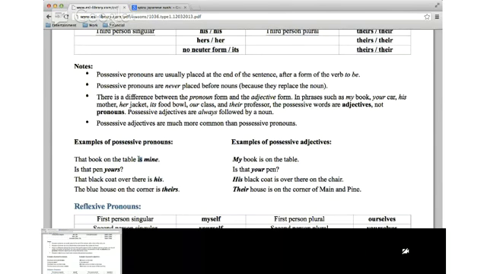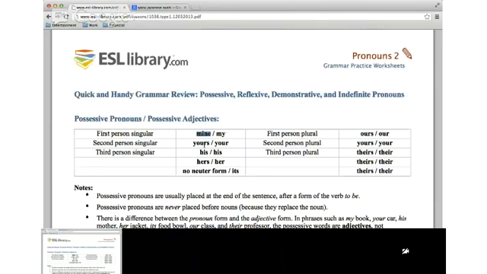First off, the word may follow a form of the verb to be, not all the time, but it may. The other part is that if it is a pronoun, it has an S at the end. So look here. The only one that does not is mine, first person singular. Every other time there's an S at the end, except for its. If it does not have an S, it is more than likely going to be an adjective.